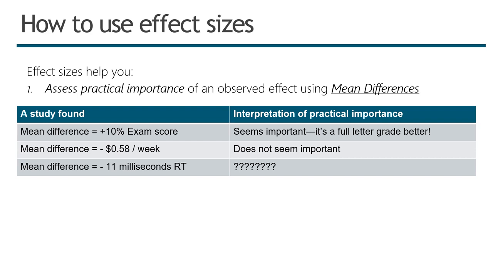If a study found a mean difference of a decrease of 58 cents per week on a paycheck, most of us probably wouldn't deem that to be too important. If a third study found a decrease of 11 milliseconds in reaction time, a lot of us probably wouldn't have enough background knowledge to determine whether or not that's an important decrease.